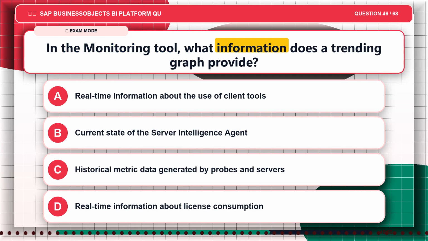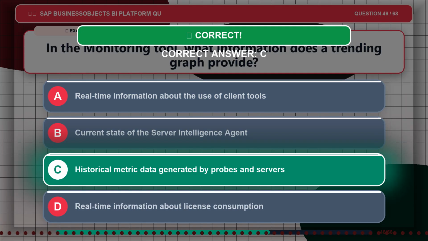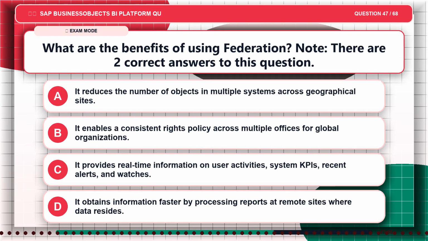In the monitoring tool, what information does a trending graph provide? Option A, real-time information about the use of client tools. Option B, current state of the server intelligence agent. Option C, historical metric data generated by probes and servers. Option D, real-time information about license consumption. The correct answer is option C. Historical metric data generated by probes and servers. Section, Platform Configuration. Question 47.